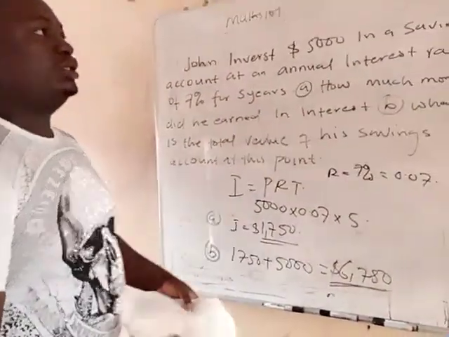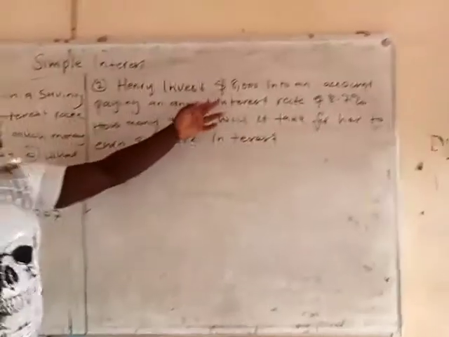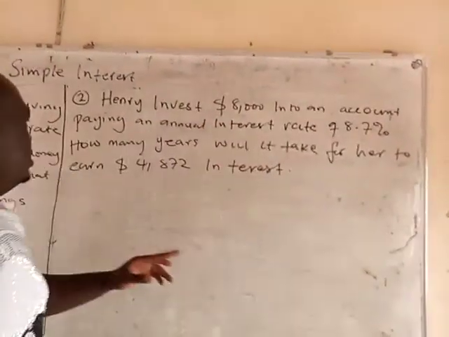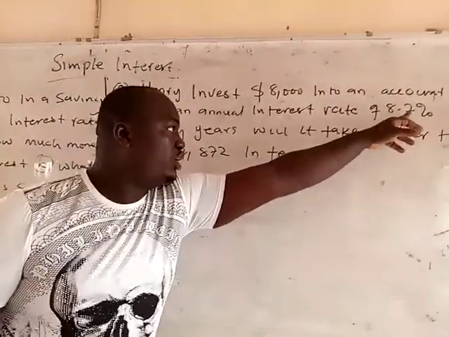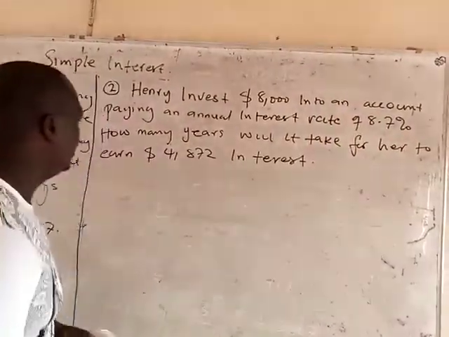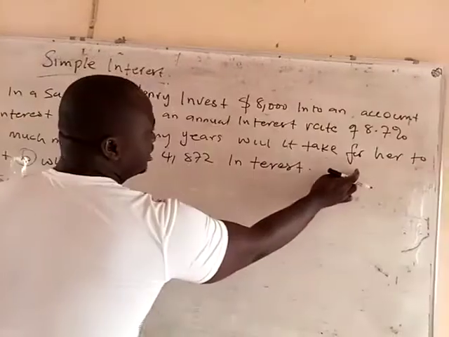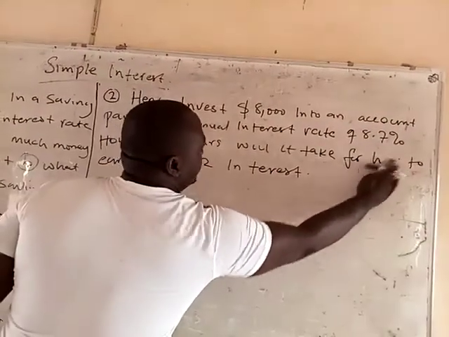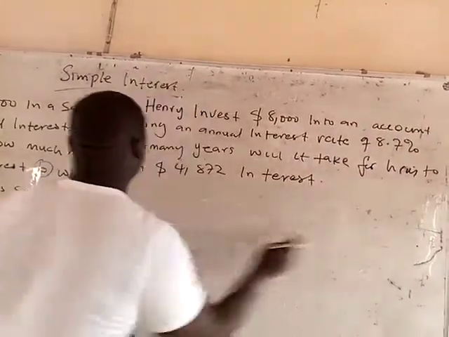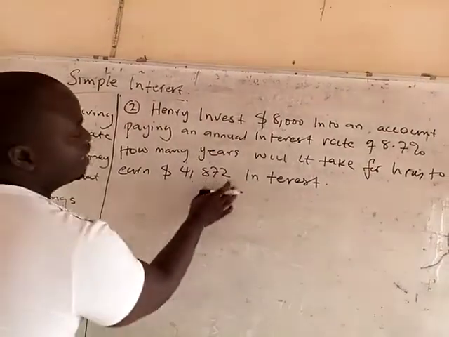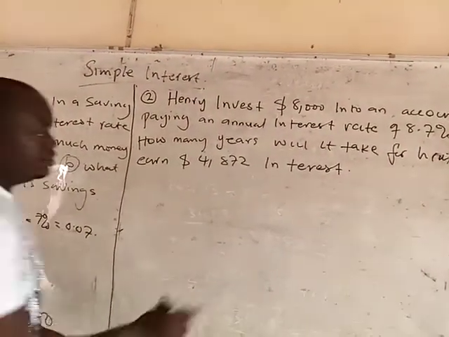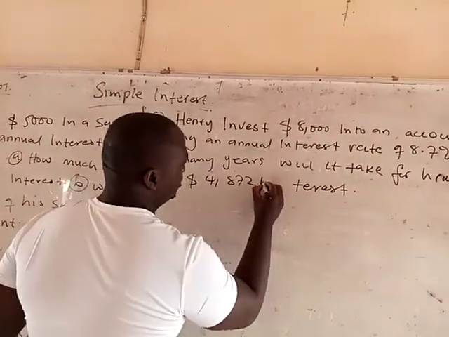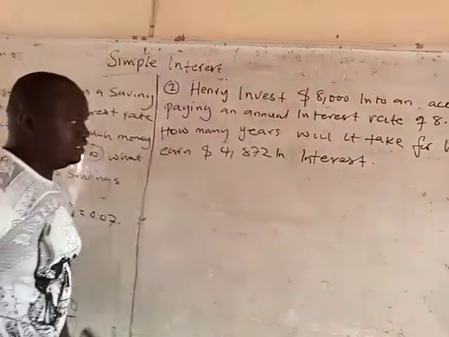This is so simple. Now let's go to question number 2. Henry invests 8,000 into an account paying an annual interest rate of what? 8.7%. How many years will it take for him to earn this amount in interest? Right? Good. Now, this amount in interest.